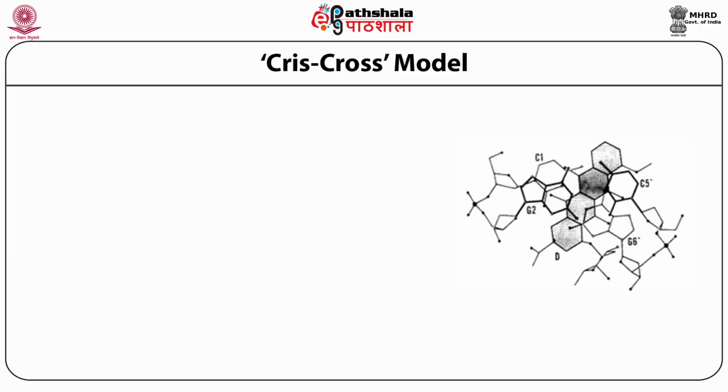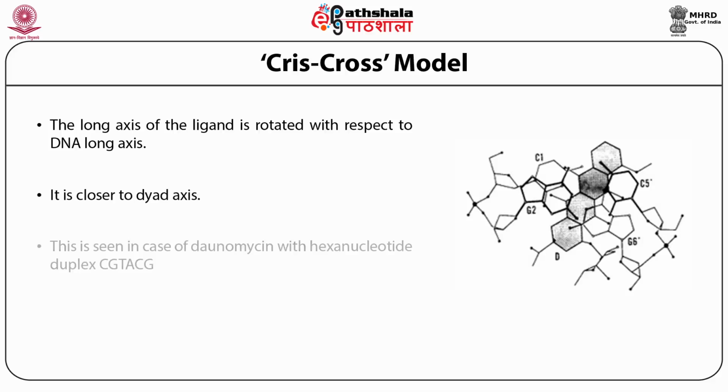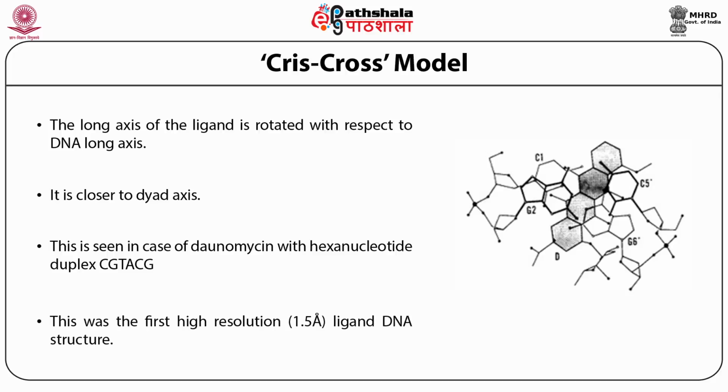The Criss-Cross Model. In the Criss-Cross Model, which is shown in this picture on the right-hand side, the long axis of DNA is rotated with respect to the long axis of the ligand. The ligand long axis is closer to the diad axis of DNA. This is seen in the case of Daunomycin with the hexanucleotide duplex CGTACG. This was very important because this was the first high-resolution ligand DNA structure at 1.5 angstrom resolution.